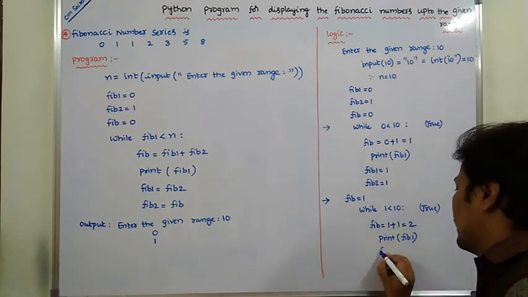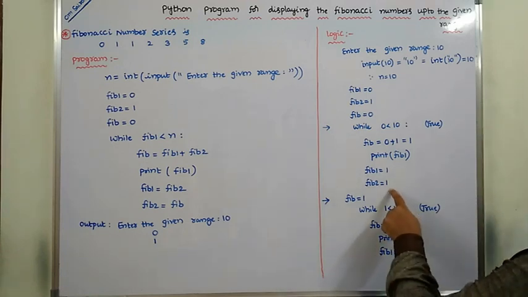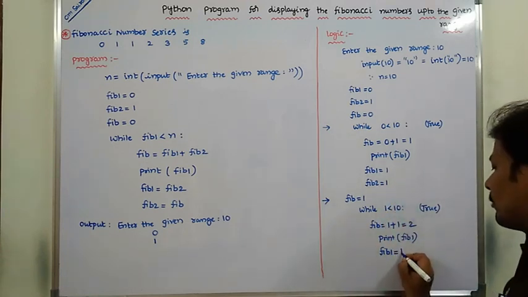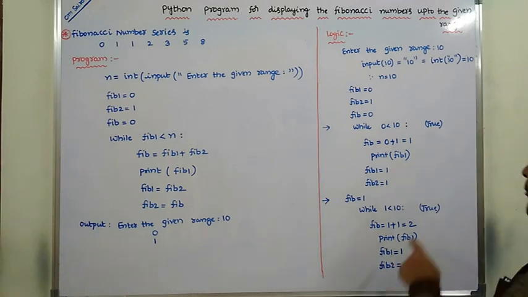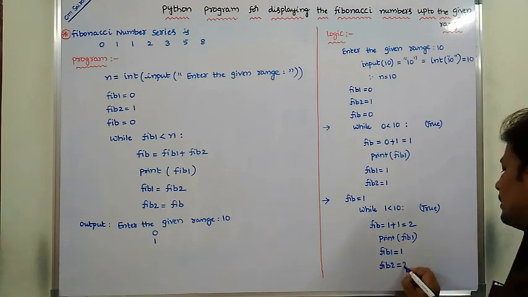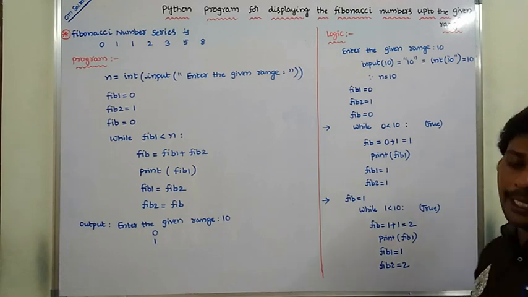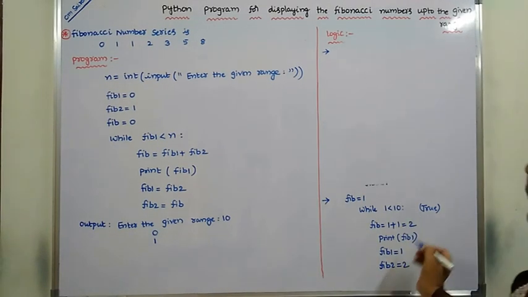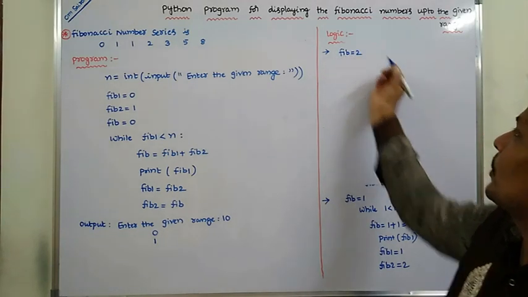Okay, next, Fib1 is equal to Fib2. Fib2 value, how much are we getting? That is 1. Next, Fib2 is equal to Fib. Fib value we are getting is 2. So after completing this step, what are the values we are getting? Fib is equal to 2, Fib1 is equal to 1, Fib2 is equal to 2.